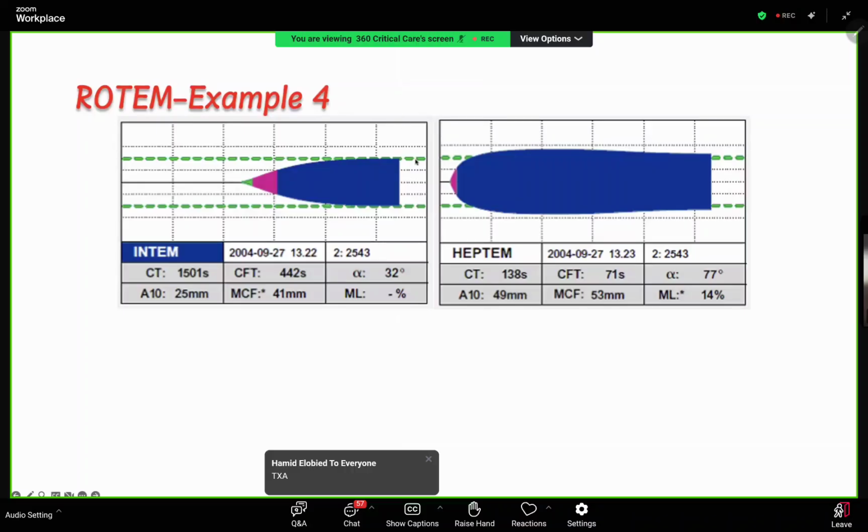This one, we talked about this already. So in INTEM, the clotting time is 1500, which is abnormal. In HEPTEM, it gets corrected to 138. So what is this? Heparin effect. Okay. So what will you do? Give protamine. Very common in the exam.